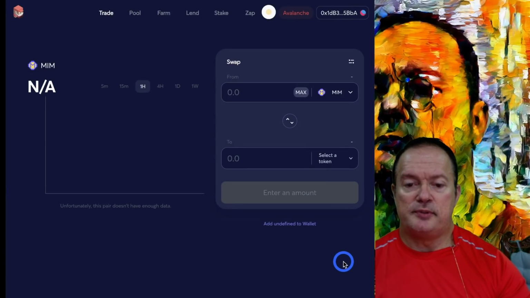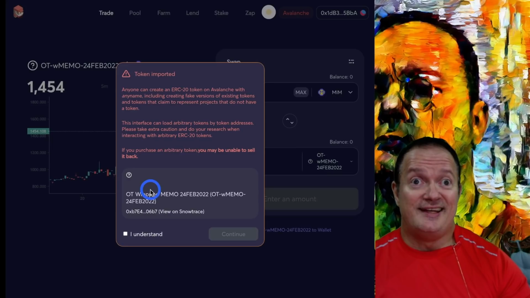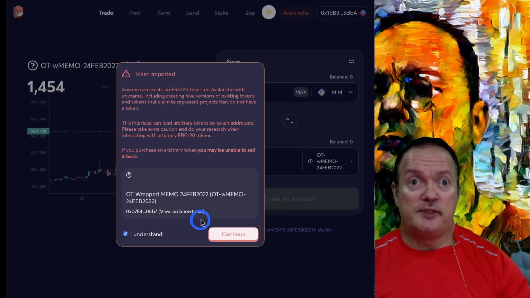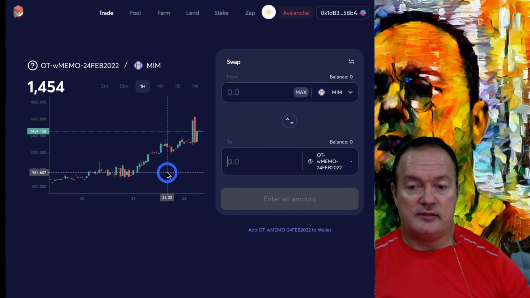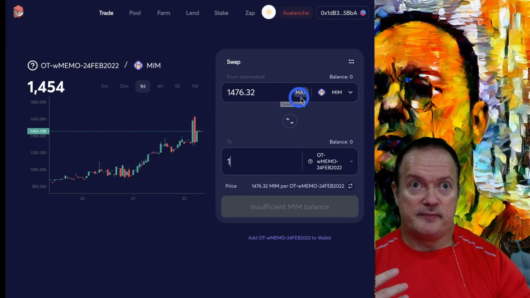The page shows up. You get the warning message from TraderJoe because it's not a very common token. But we hit "I understand" because we got it straight from the Pendle website, so we're sure that it's the right contract address. So we're cool here. What he did is he paid for one. As you can see right now, the price is 1476 MIMs. If I had this MIM, I could buy that token right now.